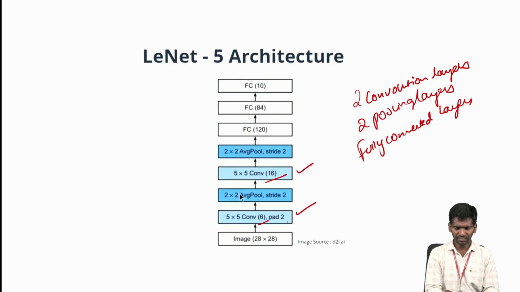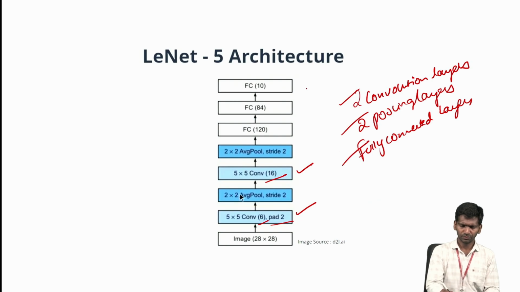With a padding size of 2 in the first case, and in the second case there is no padding, we are just giving 5 cross 5 and the convolutions are 16. Okay, and the pooling size is 2 cross 2. So here the image is passed, then followed by these 3 layers. At the top you could see the fully connected layers. The first fully connected layer is with 120, then followed by 84, then followed by 10. Okay, so this is the architecture of LeNet 5.